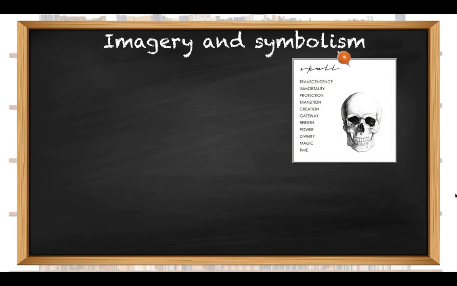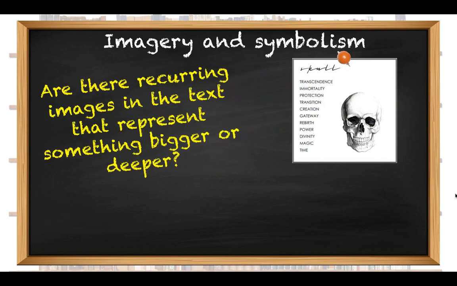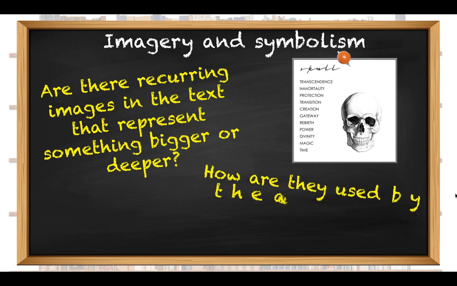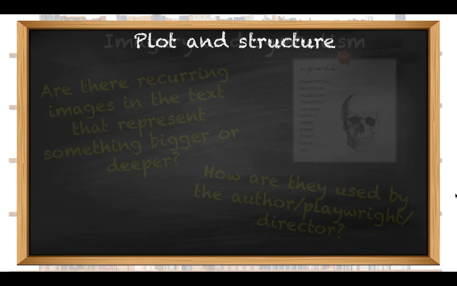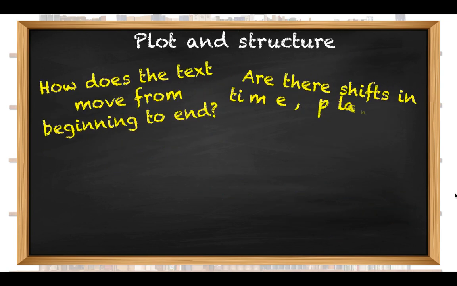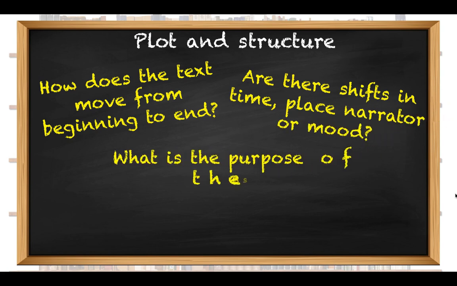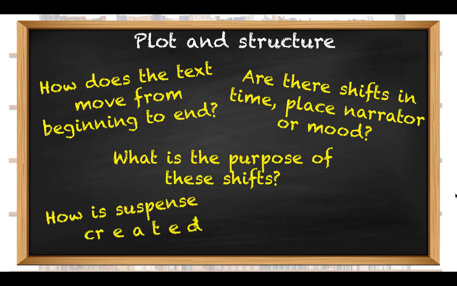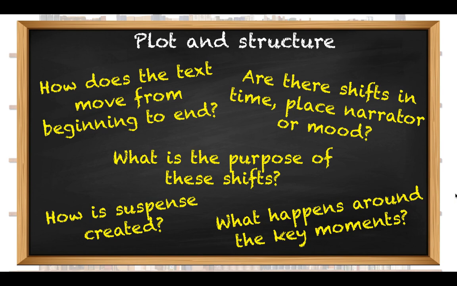You could also look at imagery and symbolism. Are there any recurring images or symbols in the text that stand for something bigger or deeper? How are they used to good effect by the author, the playwright, or the director? You could look at plot and structure. How does the text move from beginning to end? Are there any shifts in time or place or narrator or mood along the way? If there are, what is the purpose of them? How is suspense created and maintained? What happens immediately before and after key moments in the text? So these are just some of the techniques that can be found in your text.